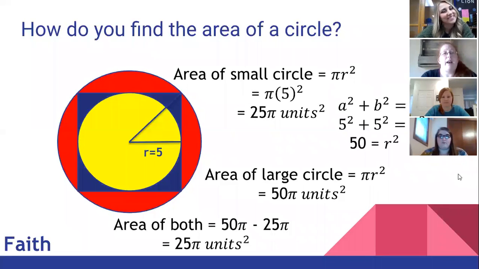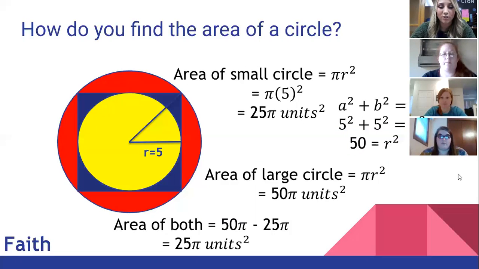Hey, Faith, how do you find the area of a circle? Okay, to find the area of a circle, we use the formula A equals pi r squared. The area of this region between the circles is the area of a large circle minus the area of a smaller circle. The length across the circle is 10, so we'll use the formula that the smaller circle has with a radius of 5. The larger circle has a radius equal to half the diagonal of the square.